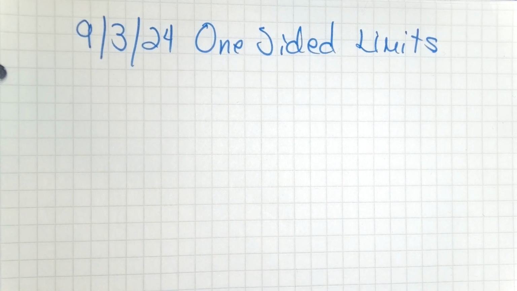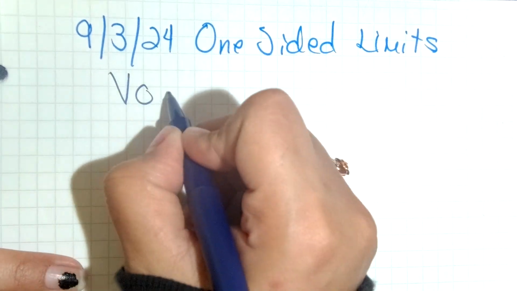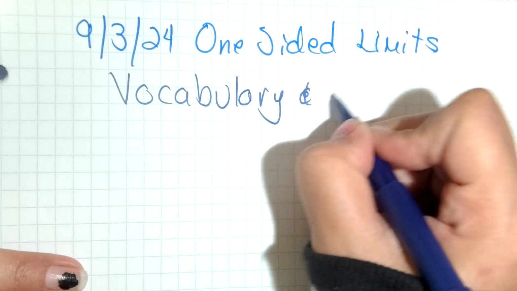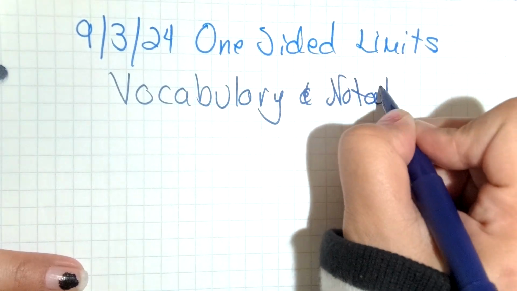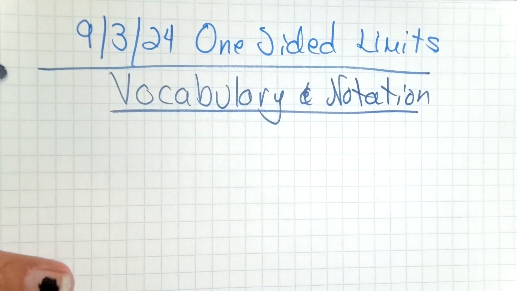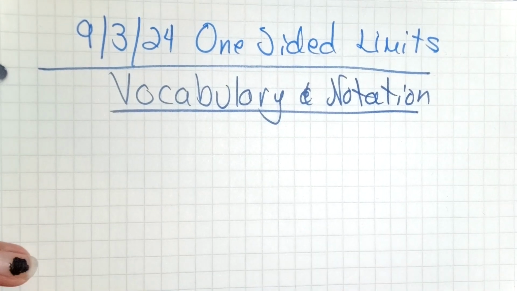We're going to start off with some vocabulary and notation. We're going to first define one-sided limits.